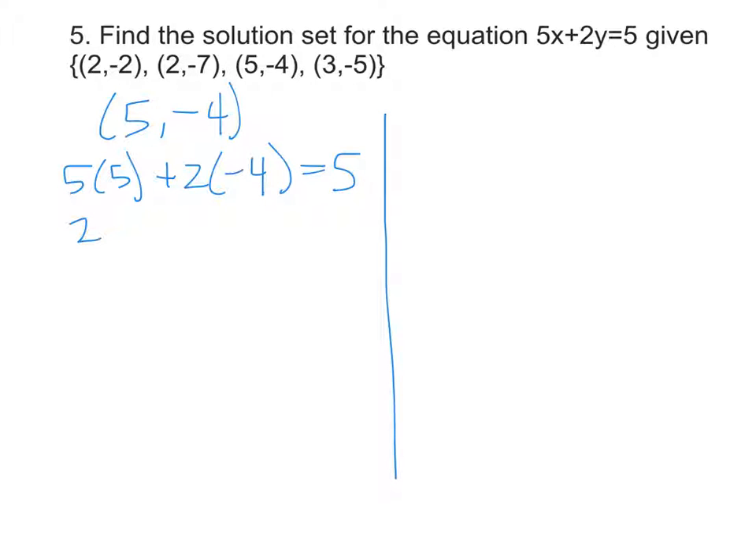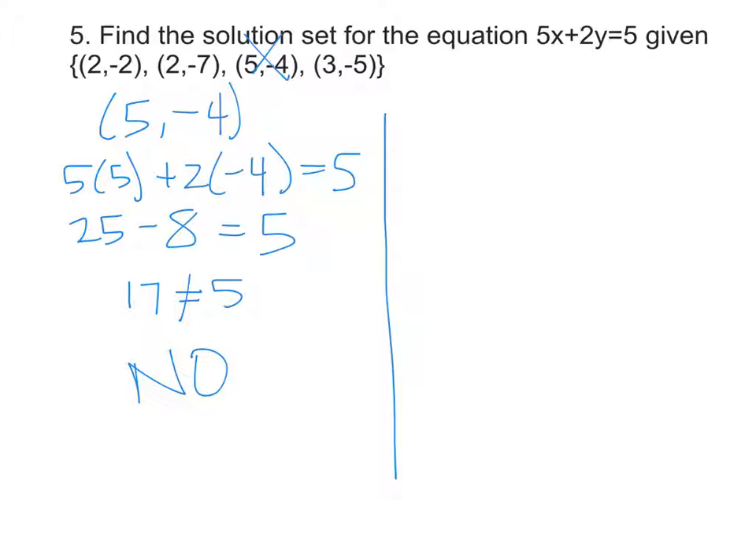5 times 5 is 25. 2 times negative 4 is negative 8. And then we have 25 minus 8. So on this side we'll get 17. And that is not the same thing as 5. So cross that off. And we had these other two crossed off from before. So we have one last point to check.